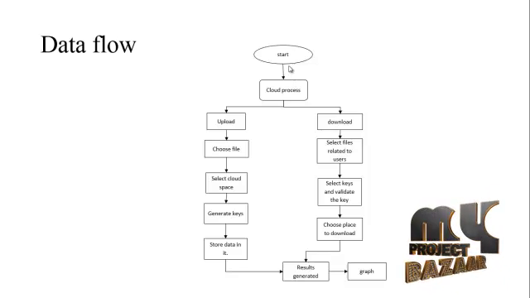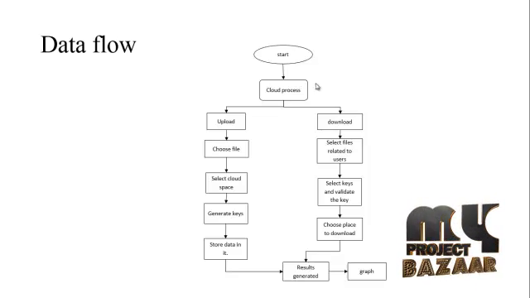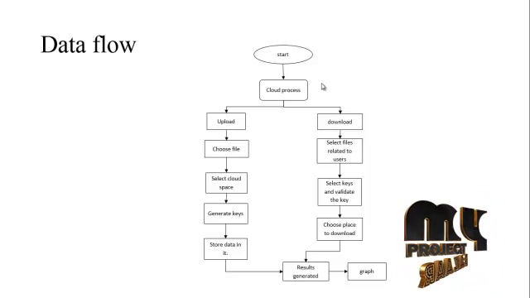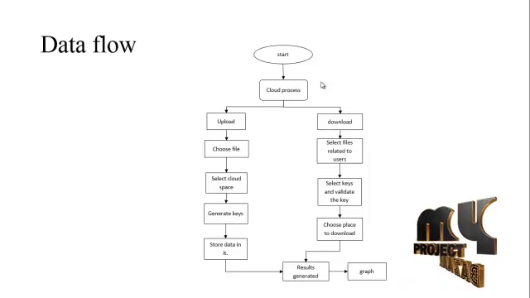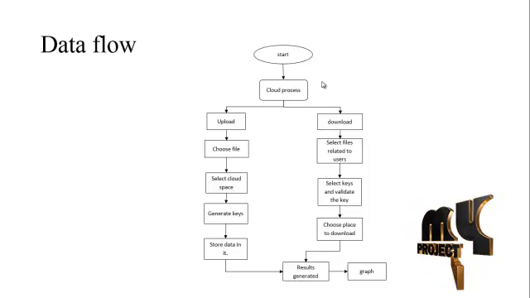Our data flow diagram for our project. In this process, first we start from the cloud process. In the cloud process, there are two types of process: time slot and availability. In the time slot, the cloud can be chosen. The cloud can be based on the private and the public clouds. The cloud can be chosen related to the user's availability and the usage.